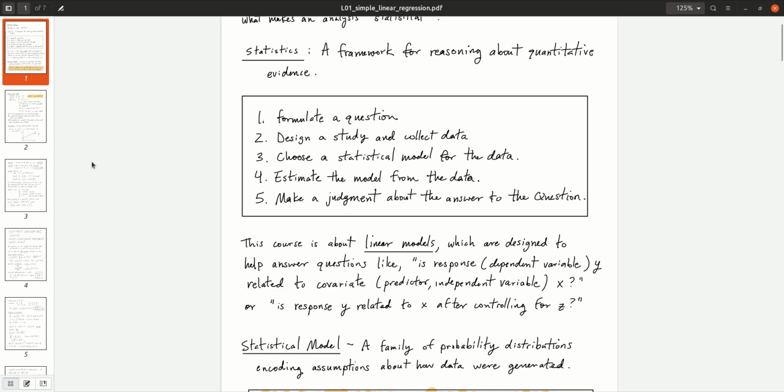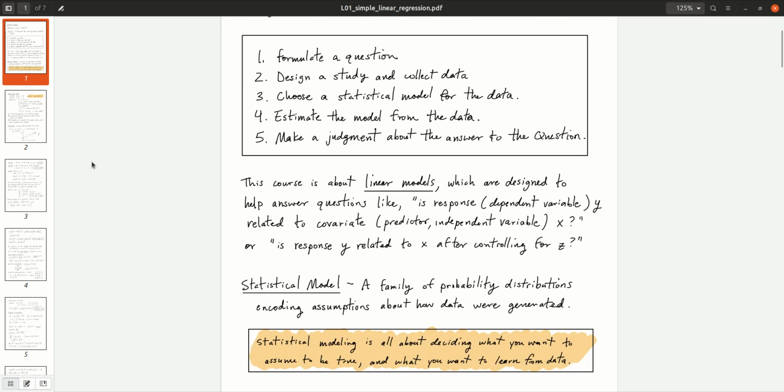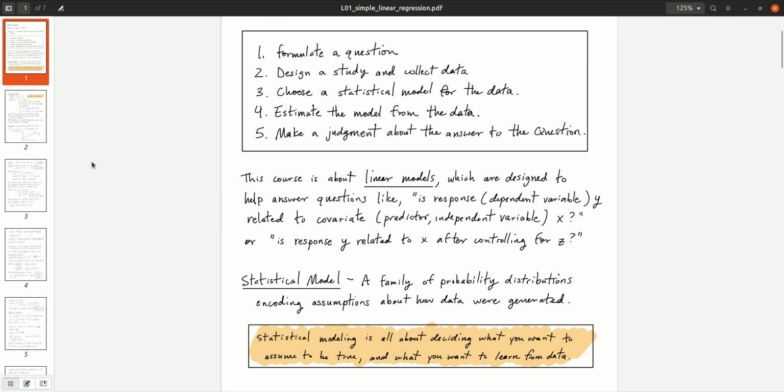So this course is about linear models, which is one set of types of statistical models. Linear models are designed to help us answer questions like, is the response, which is also known as the dependent variable y, related to a covariate, which is also known as an independent variable or predictor or feature, x? Or more often, we have a question like, is the response y related to x after controlling for another variable z?